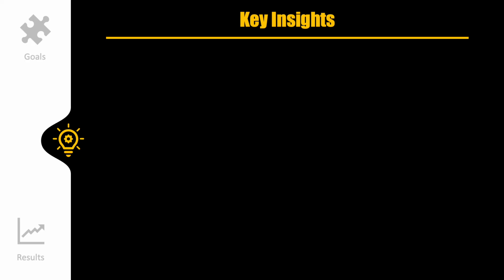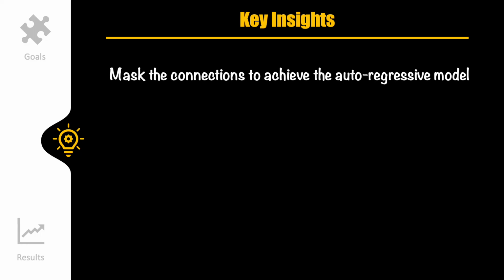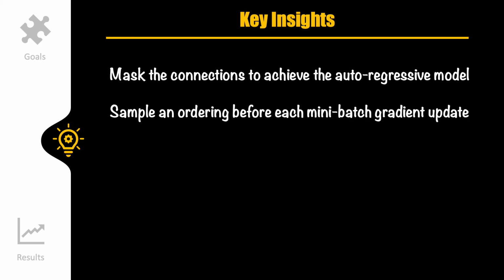Let me summarize the key insights. First, to respect the autoregressive property for conditional distributions, we need to mask some connections by logically deleting them. Second, since we do not know which component of our input vector depends on which other components, we sample an order before each mini batch. This gives the network an opportunity to explore all possibilities.